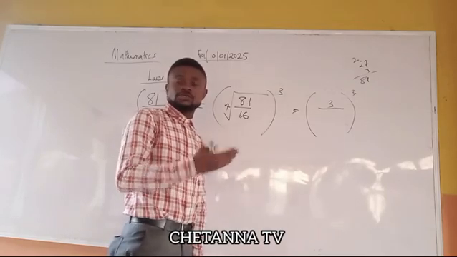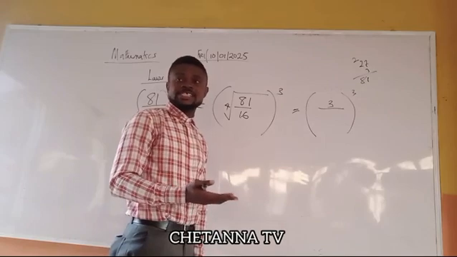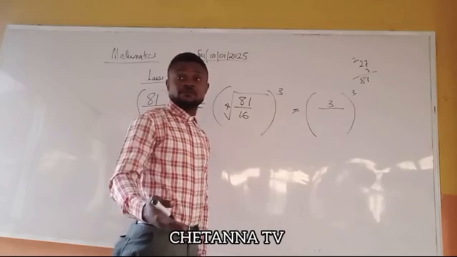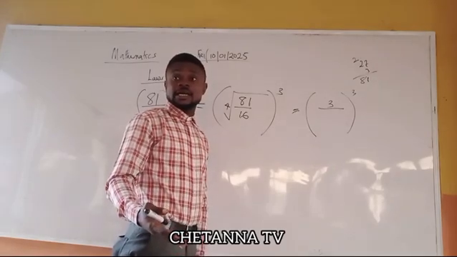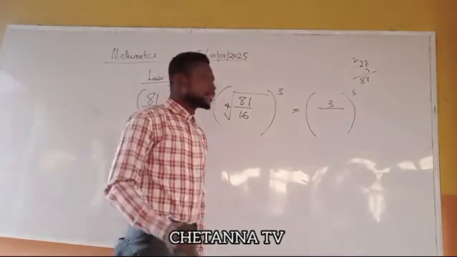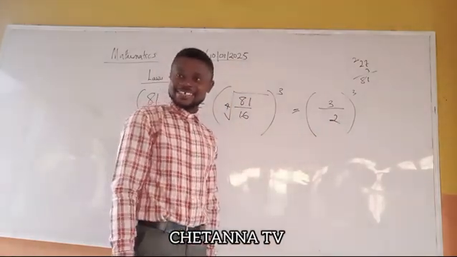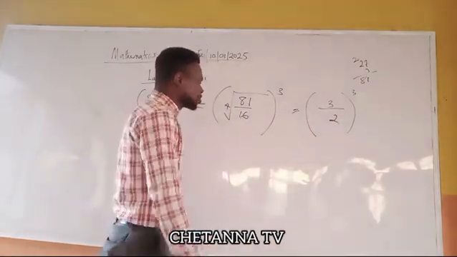2. 2 times 2 is what? 4. 4 times 2 is what? 8. 8 times 2 is what? 16. So it's 2. So here is 2. Is it clear now? Is it clear now? Good.